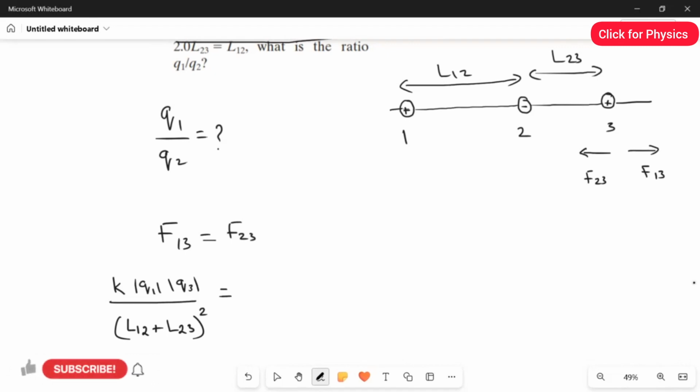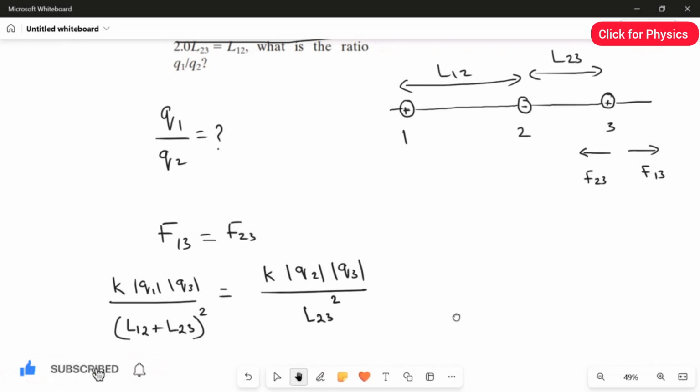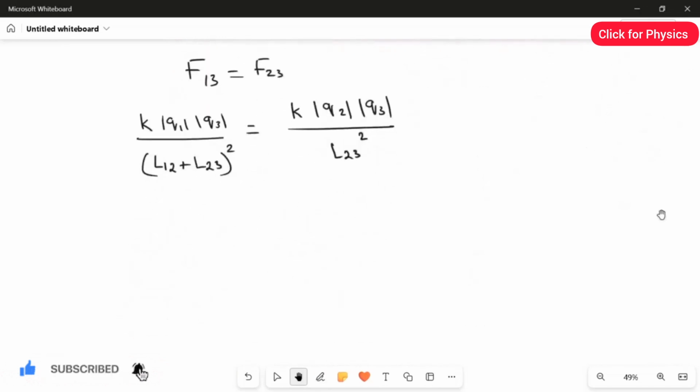Which is equal to, I have to write the Coulomb's law for this case, between charge 2 and 3. That means particle 2 and 3. K times the magnitude of the second charge, times the magnitude of the third charge, divided by, now we have to see what's the distance between 2 and 3, L23 only, right? So I can write L23 squared. Clear? Now you can see we can cancel some terms because K cancels on the left hand side and right hand side. Likewise, we can cancel Q3 and Q3.